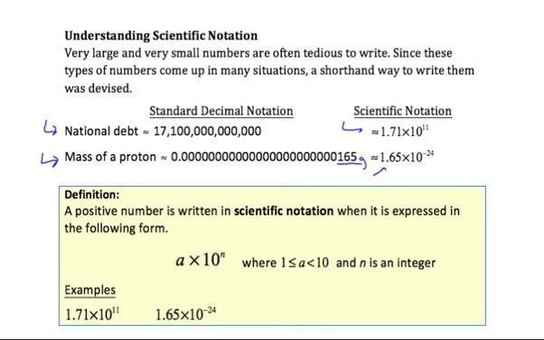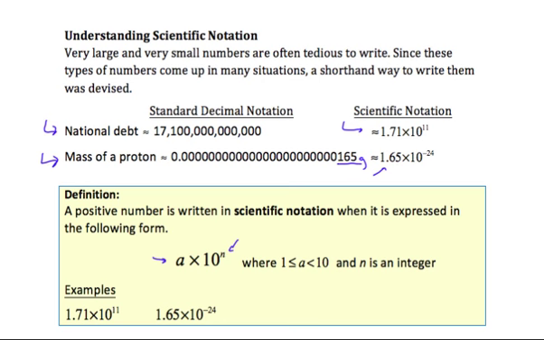Let's look at a definition now of scientific notation. A positive number is written in scientific notation when it is expressed in the following form. Notice we have some number, a, and we're going to multiply that times some power of 10, where n is an integer. Our a has to be between 1 and 10, and we're not going to include 10 in that value. So notice it's strictly smaller than 10. Anywhere between 1 and getting as close as we can to 10 without actually reaching it can be the number a.